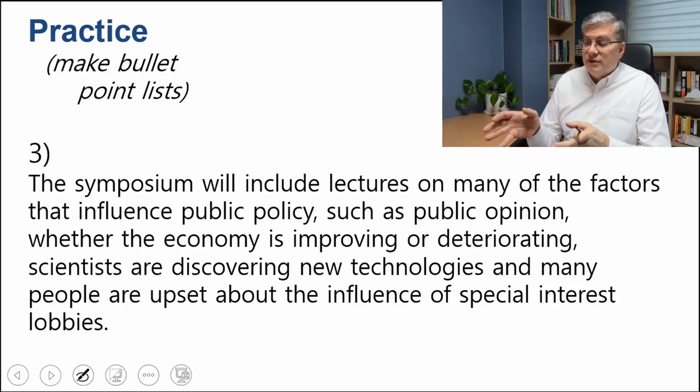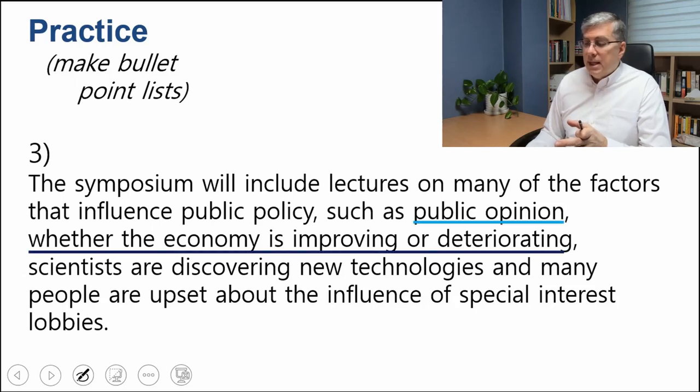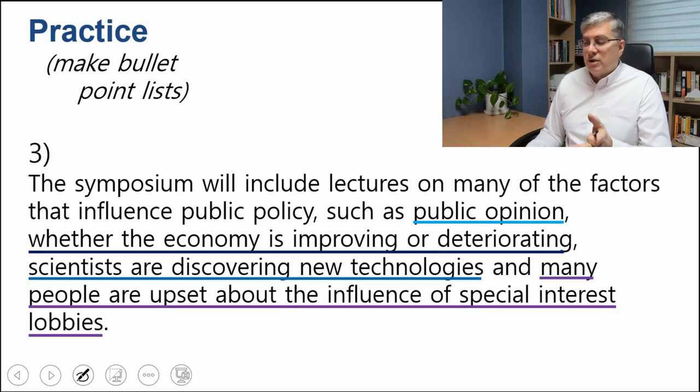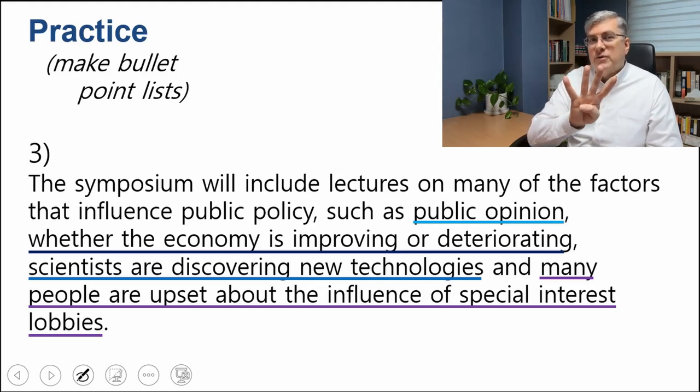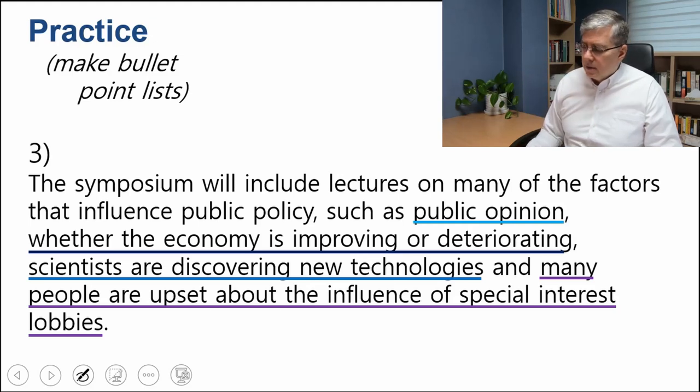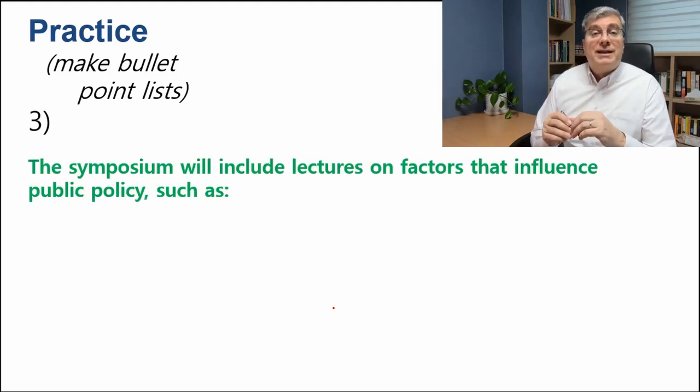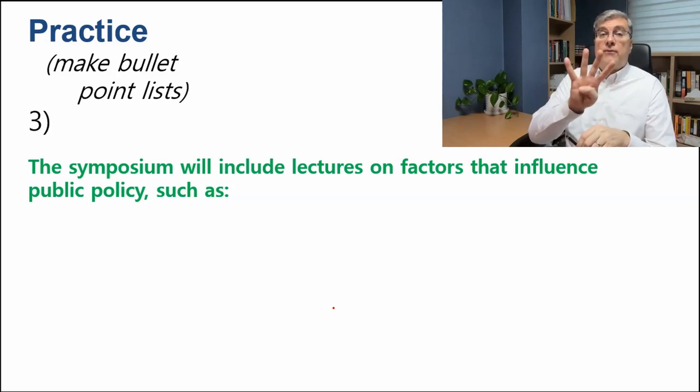Now, this is a lot of information, so I can't put the bullet list right underneath. And before that, we should try to figure out how many items we should have in our bullet list. Well, here we have public opinion, whether the economy is improving or deteriorating, scientists are discovering new technologies, and many people are upset about the influence of special interest lobbies. There are four items we're going to probably have in our bullet list. These are the four items, but as you can see, they are not parallel structure. They're kind of a jumble, and they're kind of confusing the way that they are written out. Okay, so how can we divide this information into a bullet list with four items?